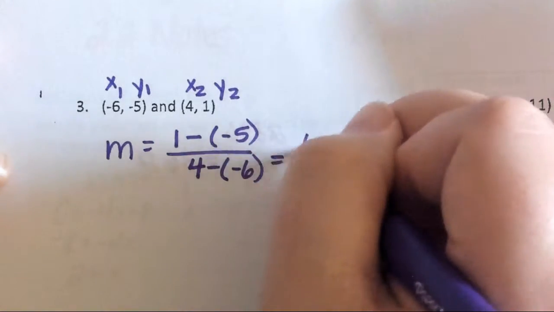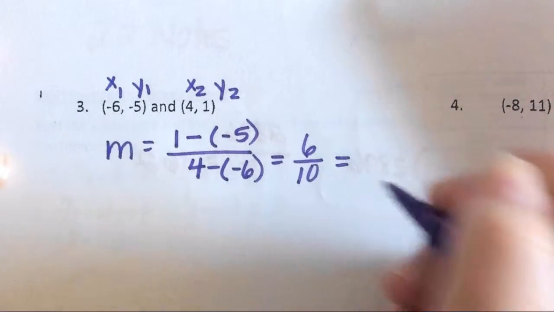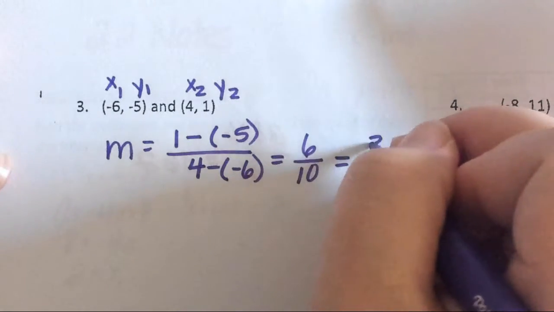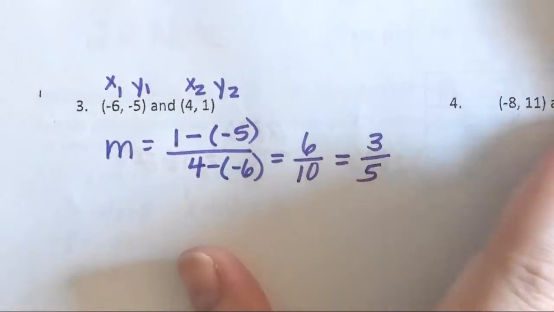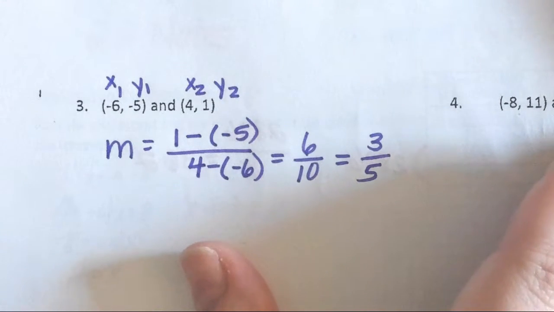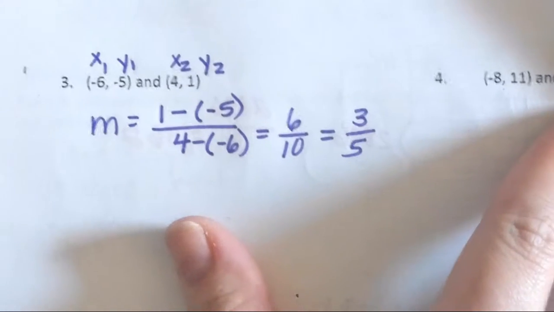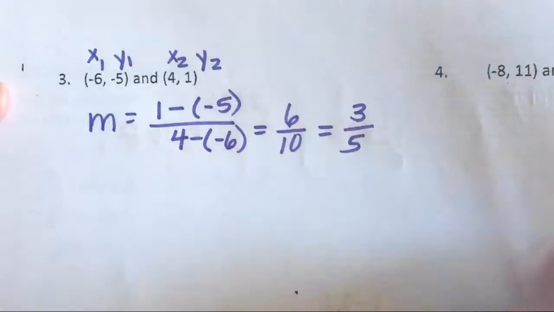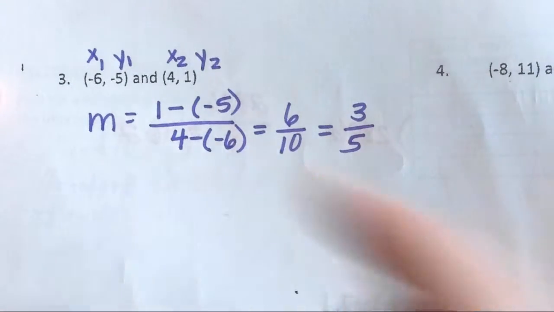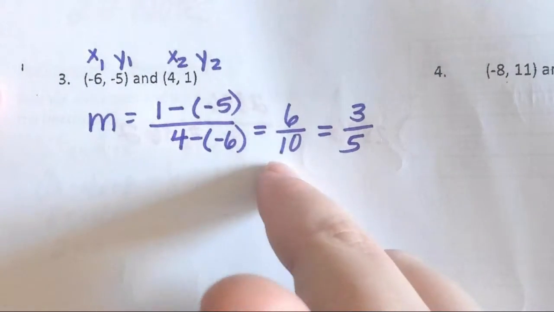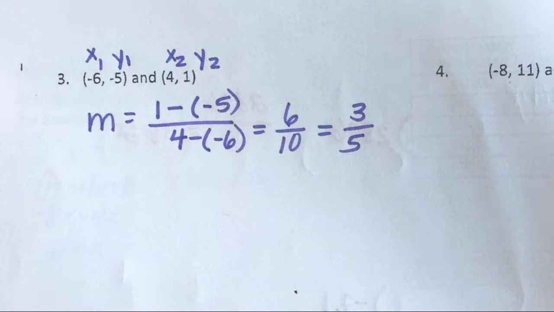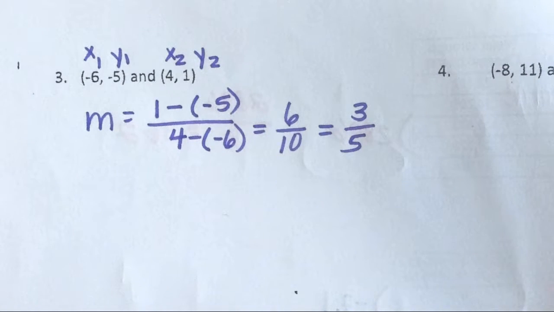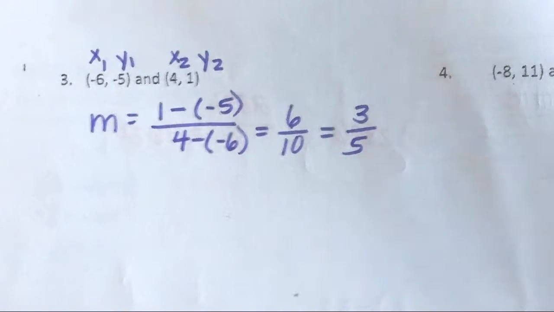Say it again, Nick. Isn't it 3 over 5? That's what I got. Okay, so y2 minus y1, I end up getting positive 6 in the numerator. x2 minus x1, I end up getting positive 10 in the denominator. 6 over 10 reduces to 3 over 5 because 6 and 10 are both divisible by 2. Are there any questions on number 3?